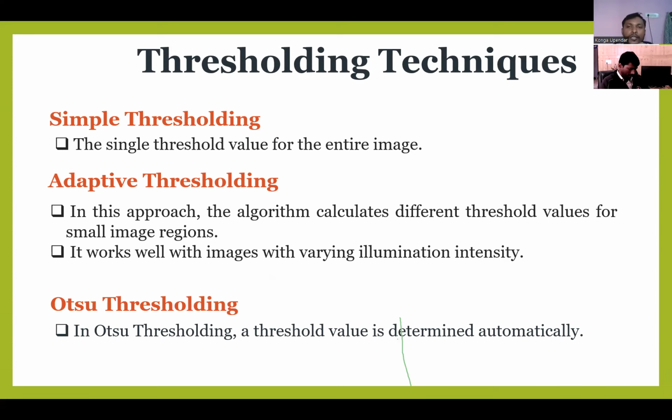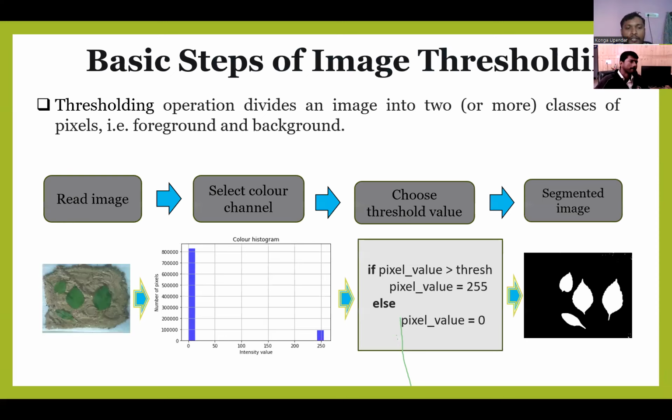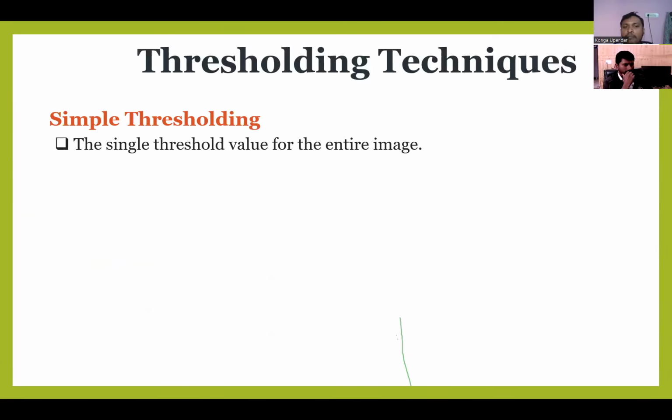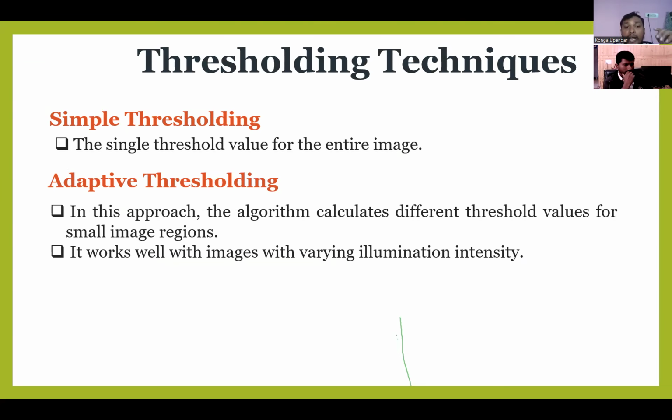So what about adaptive thresholding? Sometimes you have an image in which the illumination intensity is not uniform throughout the entire region of the image. That can give us trouble. We don't get the exact perfect image, and sometimes some noise will be there. Sometimes a leaf pixel may be classified as a soil pixel, and sometimes soil pixels may be classified as plant pixels. These things happen because of illumination change. When you capture an image, the brightness may not be uniform throughout the image. At that time we cannot use just simple thresholding, so we go for the adaptive thresholding technique.